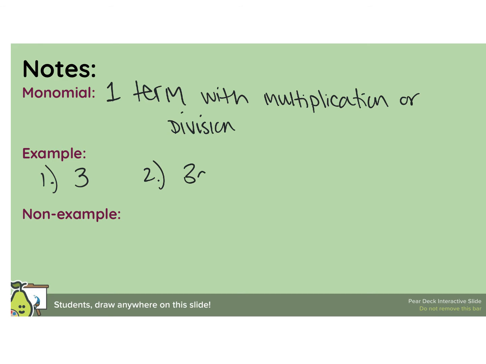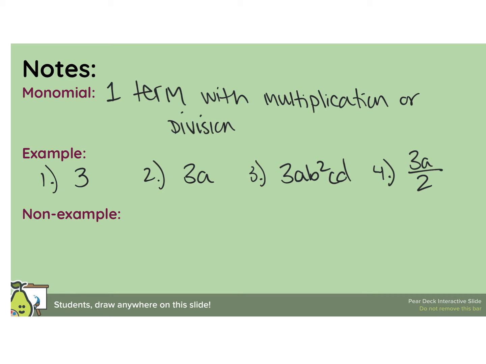If you have 3a, still a monomial because 3 and a here are being multiplied. You can have 3ab squared cd. This is still one monomial because everything here is attached with multiplication. You could have 3a over 2. This is division and multiplication, so this is still just one monomial. So all of these are examples of a monomial.